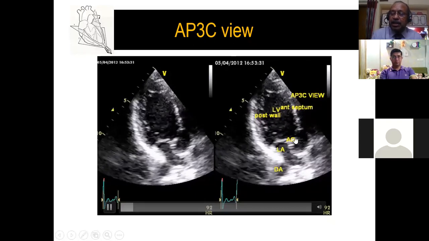Now again, in this particular view, we can look at the aortic flow velocity. And this is aortic valve. Before the aortic valve is the LVOT area. And this is aortic valve. So we can look at the aortic flow velocity in this particular area.